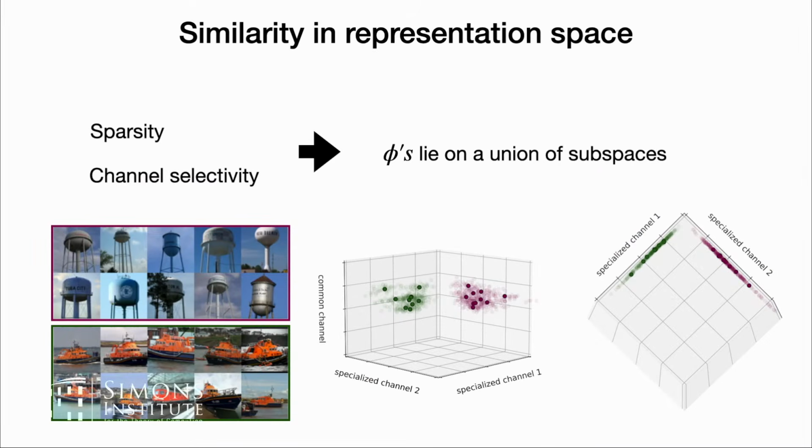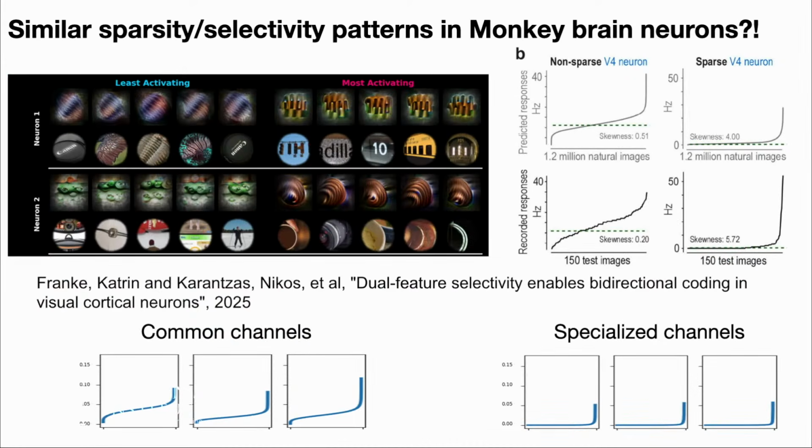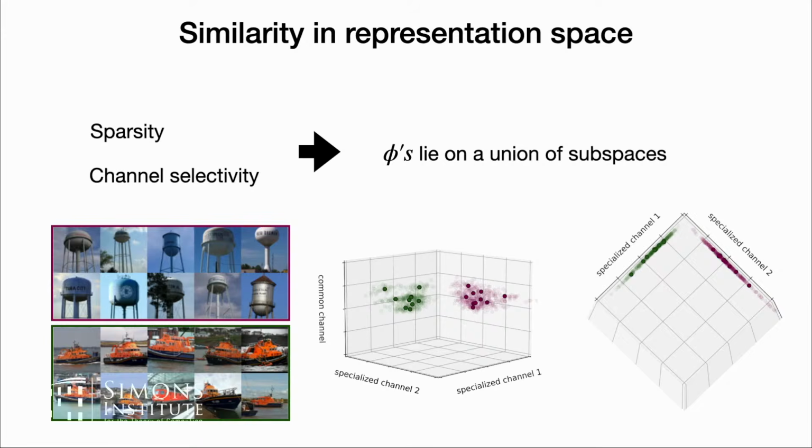OK, so the bottom row was what? This was the neural network. Yeah, these are 3 channels in the neural network. These are specialized channels, and these are common channels, similar to them. OK. Cool.